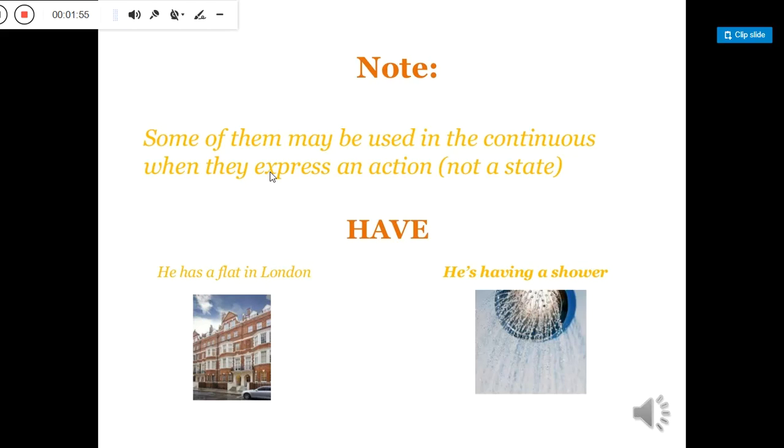Some of them may be used in the continuous when they express an action, not a state. Like have, you can say he has a flat in London. It means he owns or possesses. While when you say he is having a shower, you are talking about an action that is happening right now.